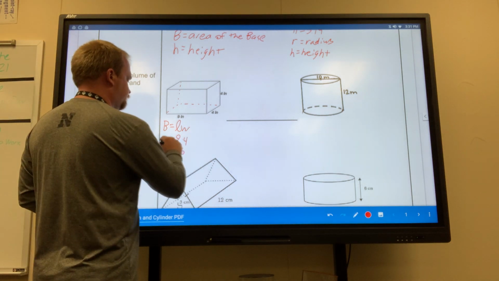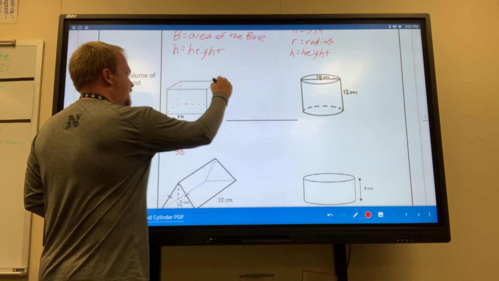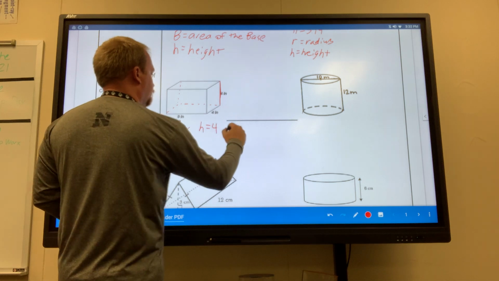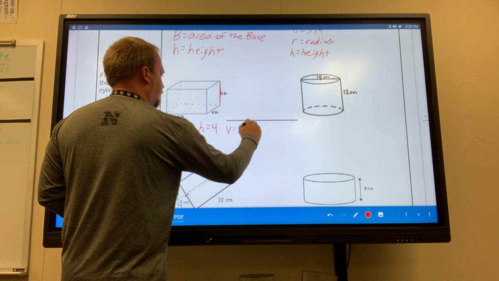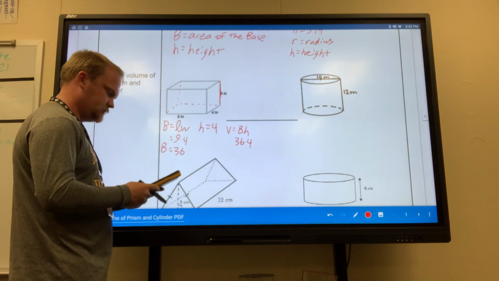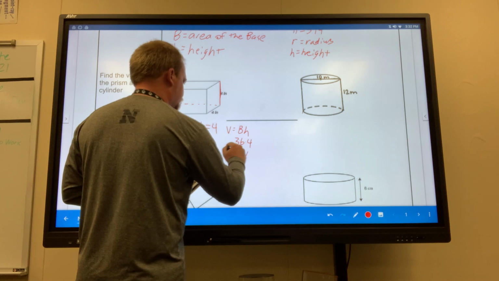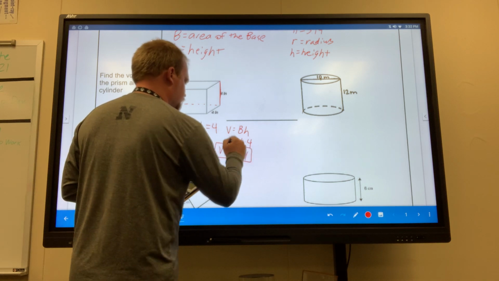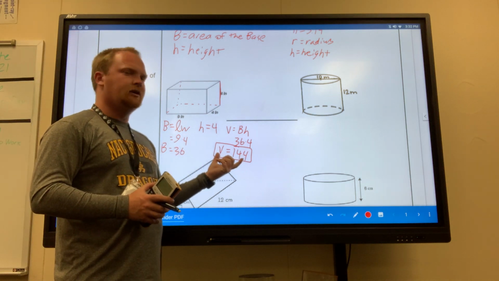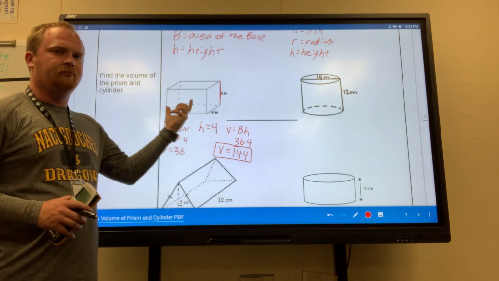So that's my base. My height, however, is how tall this thing stands, and it happens to be 4. So when it comes to volume, base times height, I'm doing 36 times 4, and that will give me 144. So this right here will be the volume of this rectangular prism.